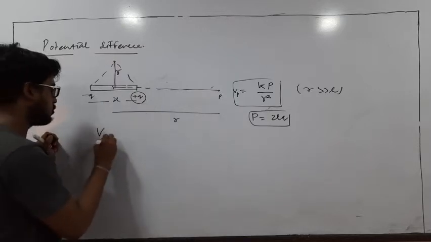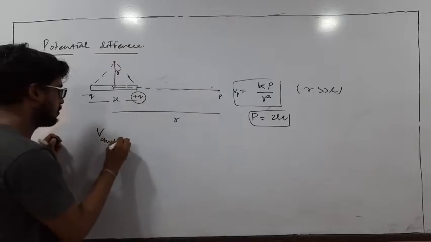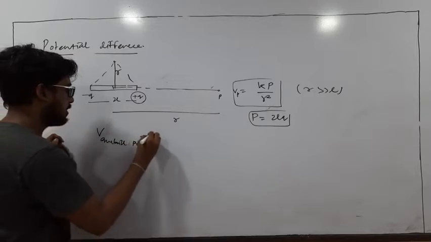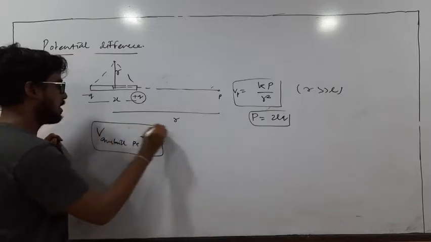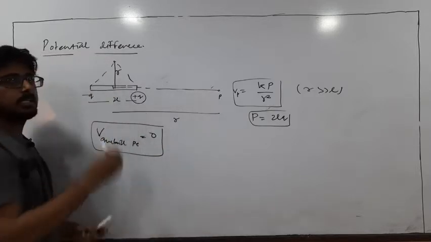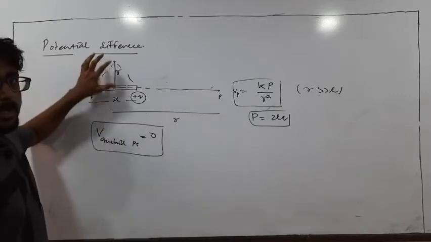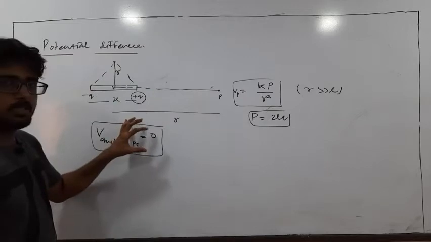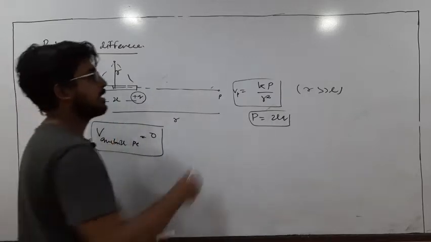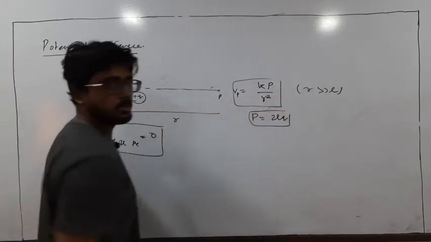So V at an equatorial point is 0 due to a dipole, because the potential is taken with respect to the signs of the charges. So at an equatorial point due to a dipole, the net potential is 0. You have to remember this. And at an axial point, the potential is this much.